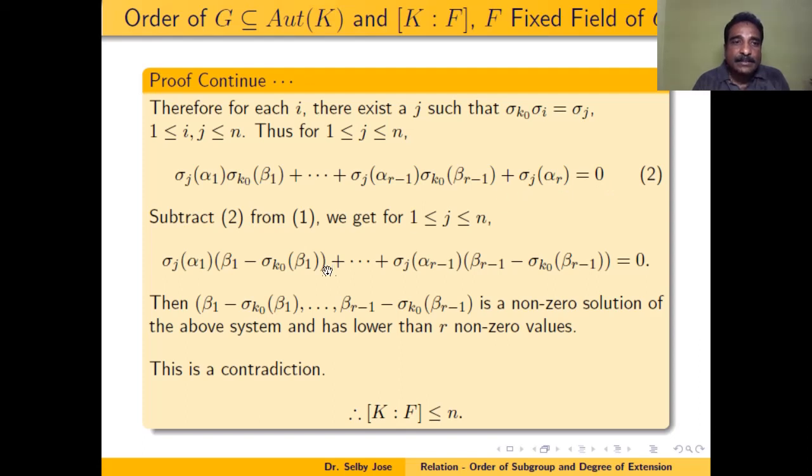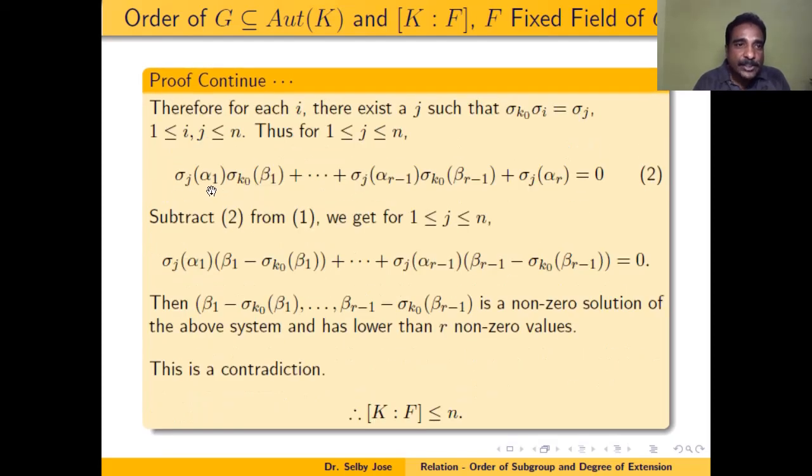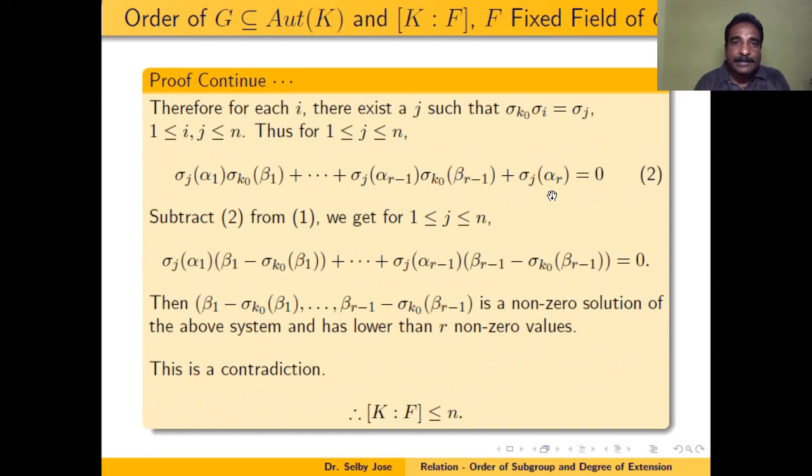So if you subtract the second equation from equation 1, you get sigma j of alpha 1 into beta 1 minus sigma j of alpha 1 into sigma k naught of beta 1. In both equations sigma j of alpha 1 is common, so you can write it as sigma j of alpha 1 into beta 1 minus sigma k naught of beta 1, plus etc., and here also sigma j of alpha r minus 1. But you know that the last term of equation 2 is sigma j of alpha r, and in equation 1 also sigma j of alpha r. So that last term cancels. So there are only r minus 1 terms in this equation, and it is equal to 0.